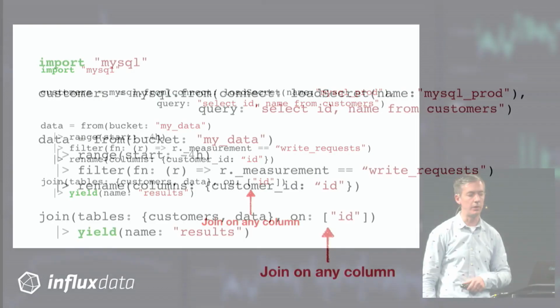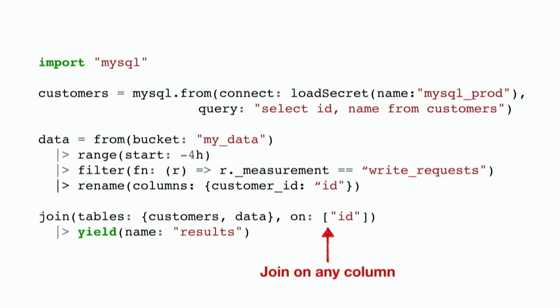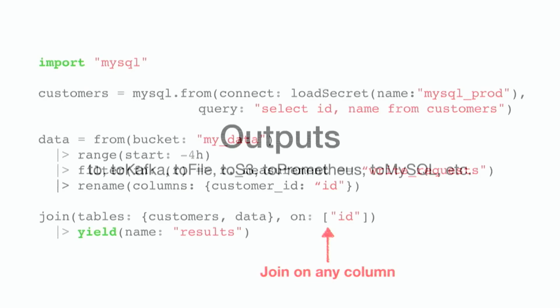So finally, what we're doing here is, we have the reference data query, which is customers. We have the time series data, which is data. And then we're joining those results together. And what you can see is we're joining on the ID column. In Flux, you can join on any column, not just time, which is, again, not something that was possible in InfluxQL at all. And that opens up a whole set of possibilities that just weren't possible before.